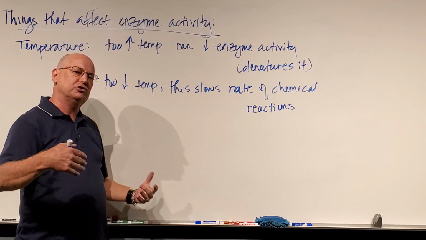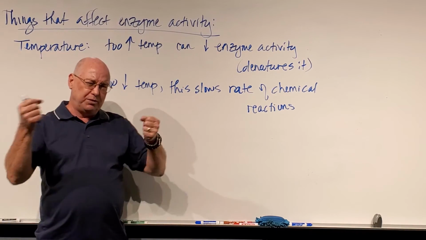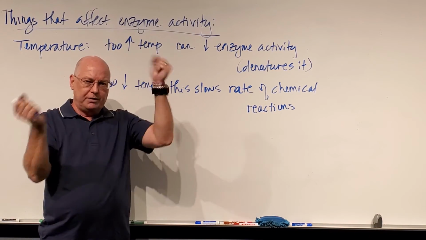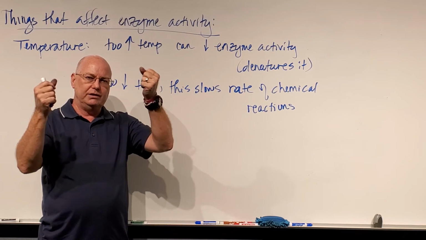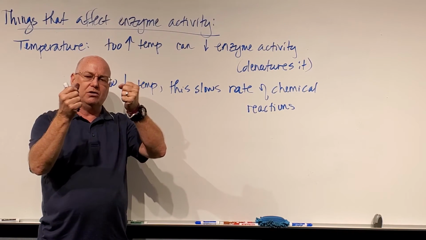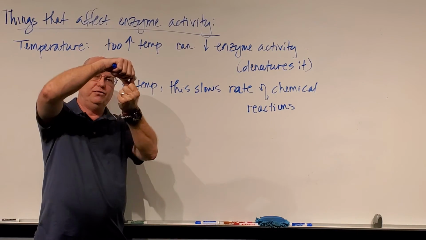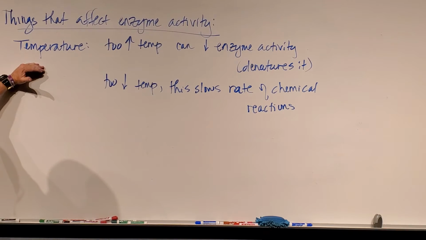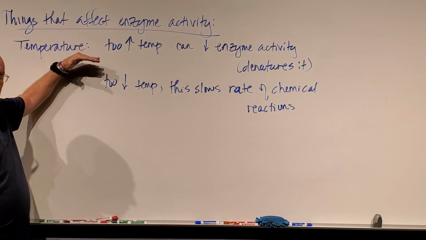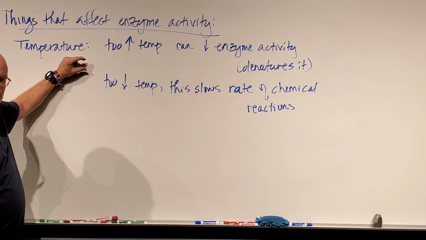Chemistry happens more slowly because we're talking about what's called Brownian motion. The molecules are vibrating around and moving, and if they vibrate more slowly and move more slowly, then it takes longer for them to come together and form a chemical bond or break a bond. So temperature can affect enzyme reactions. There's an optimal temperature in a small range.